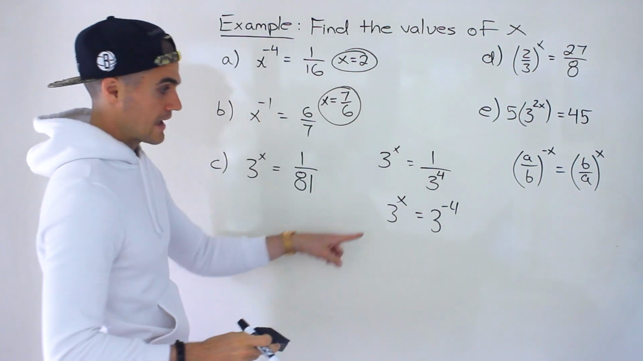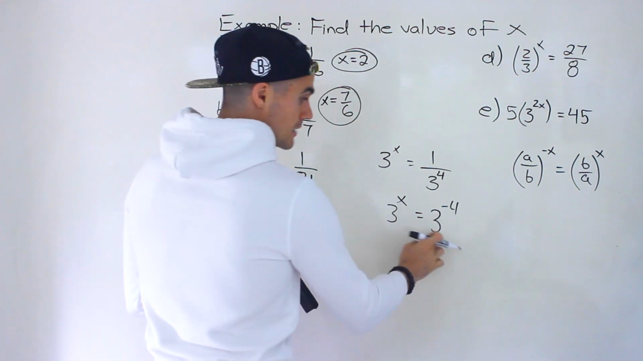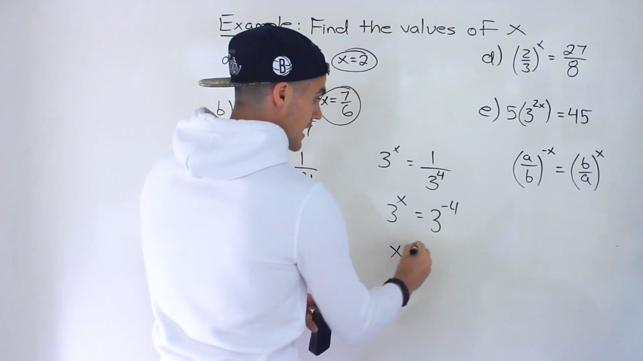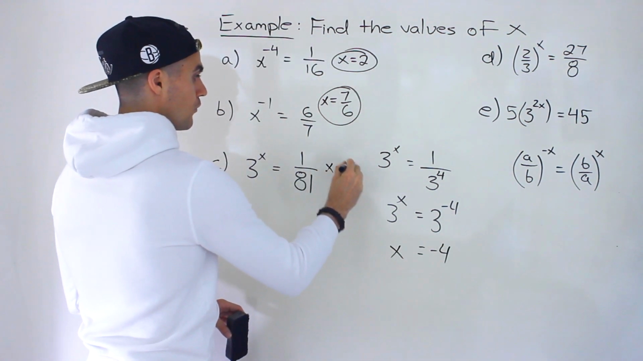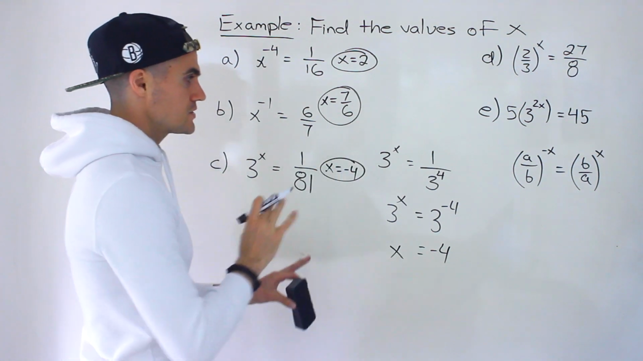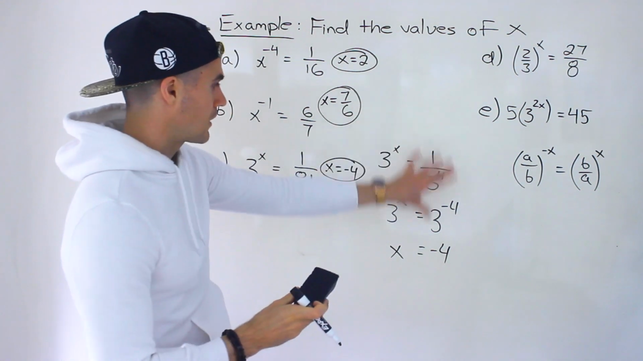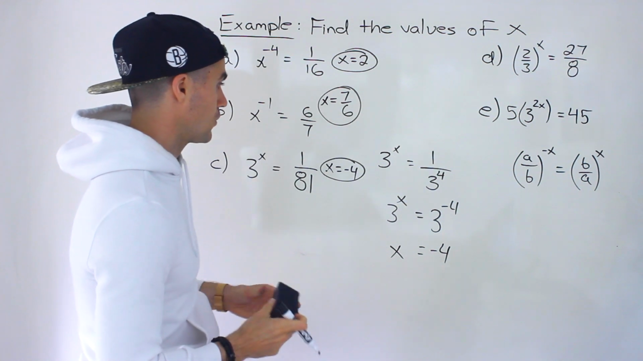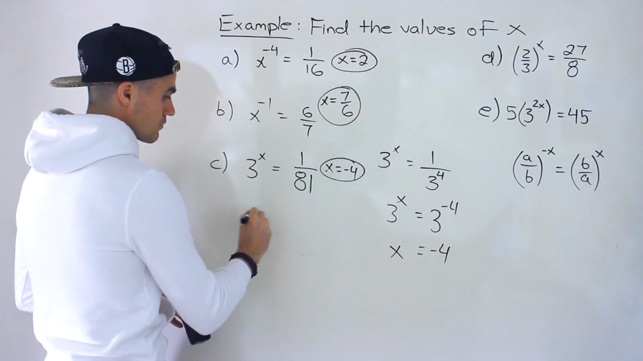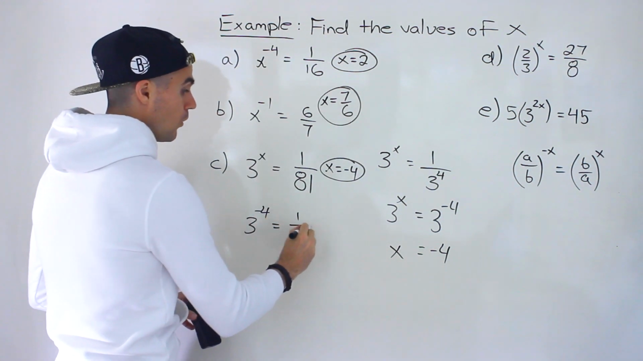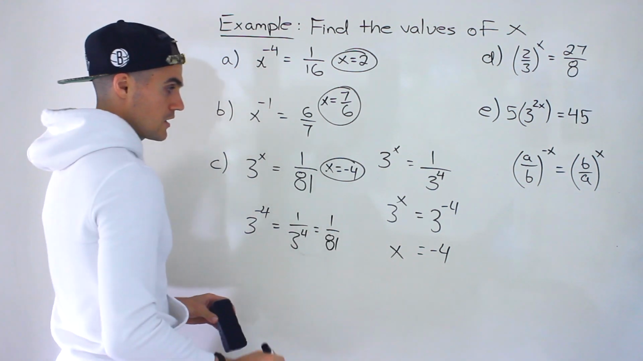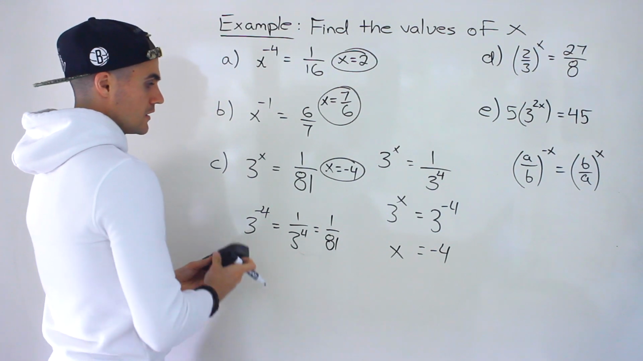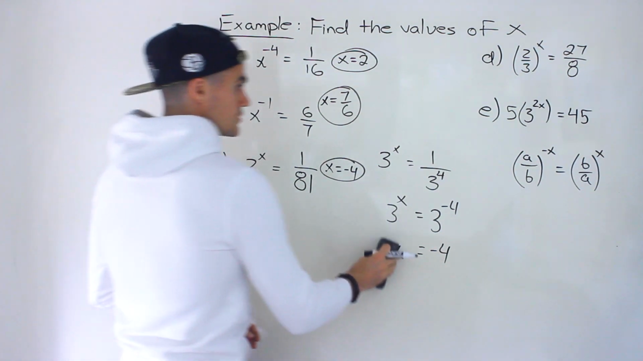And now notice that it's in the format because we have the same bases, so we could just drop the bases. X is just -4. Right, so it just takes a little bit of playing around with that right side and getting it to that format. And again, if we want to check our answer, 3 to the -4 equals 1/3 to the power +4, which is 1/81, like that. Okay, so moving on to part D.